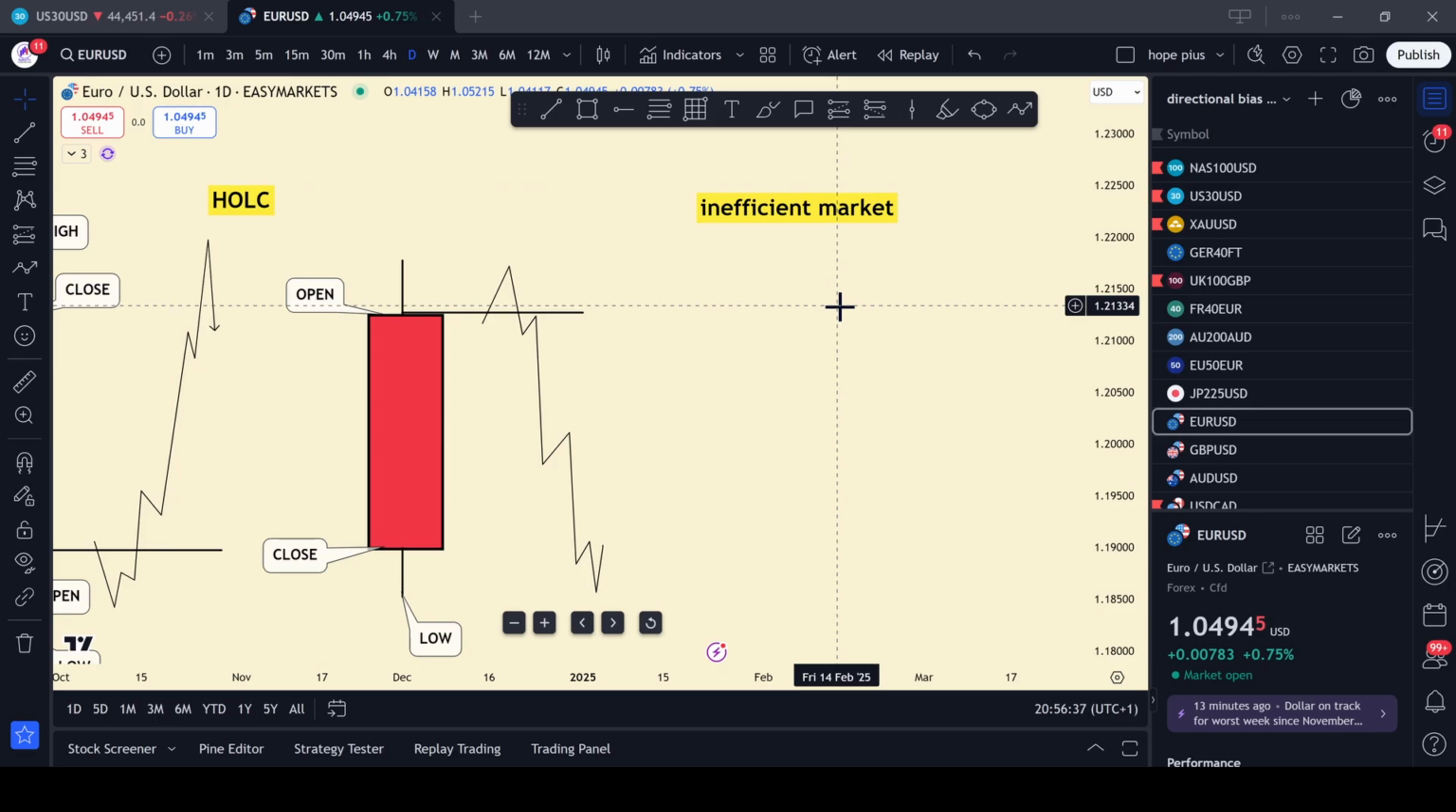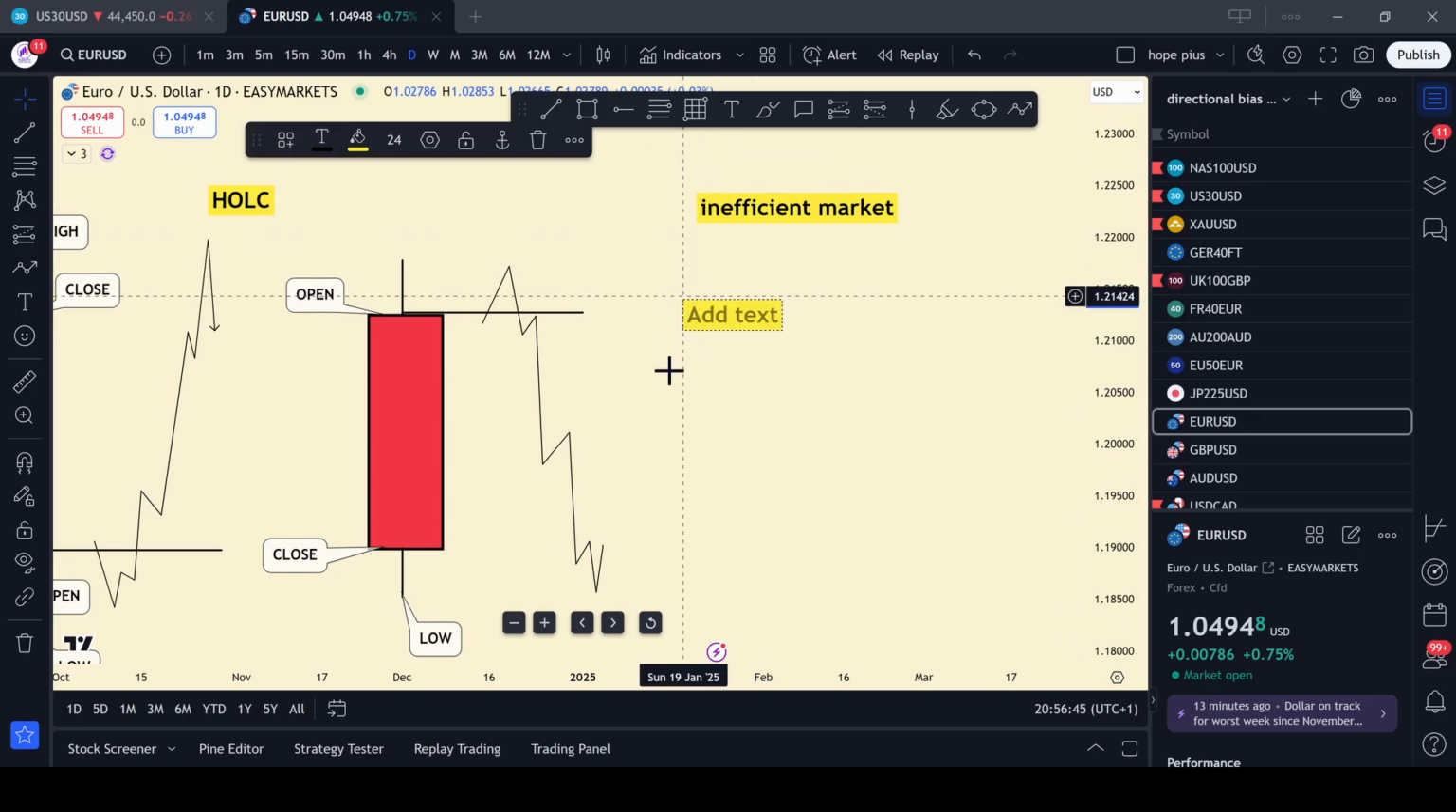Now, we have some times where the market is inefficient. That means an efficient market is when the closing price equals the opening price.